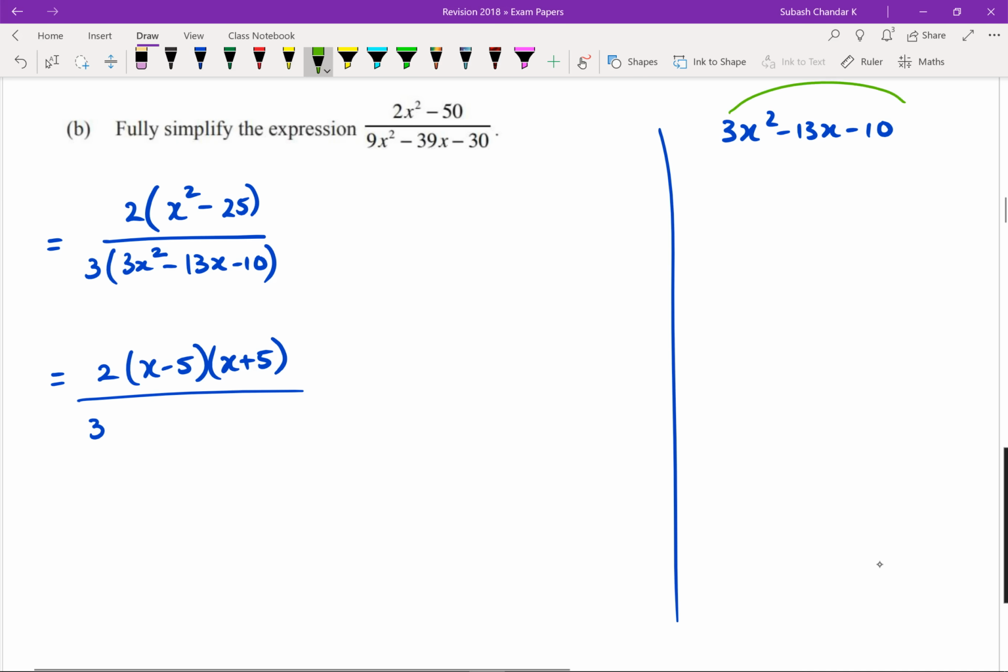So doing this the long fashion, the old and the long fashion way, if you'd like to call it. So I've got 3 times negative 10, that's negative 30. So I'm looking for two numbers that multiply to negative 30 and add up to minus 13. So my two numbers are going to be negative 15 and positive 2.